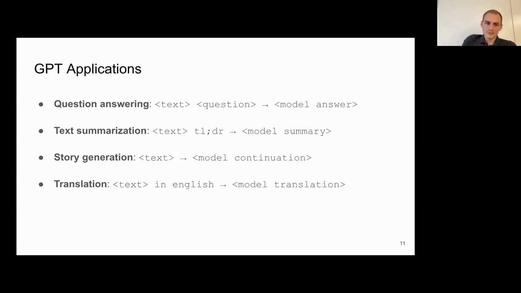Or another application would be text summarization. And for this, they just had this idea of putting a text as a context into the model, and then placing a TLDR behind it. And then the model knows from the internet, because that's common on Reddit, that you have a TLDR and then a summary afterwards, that it's now asked to write a summary. So it's going to continue with a short summary of the text.